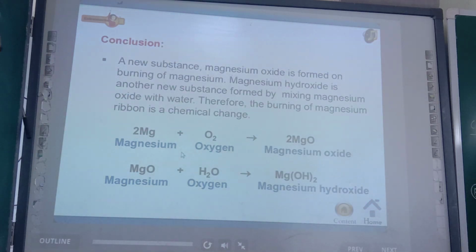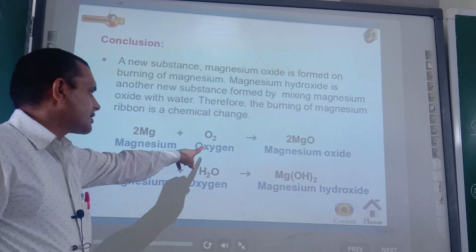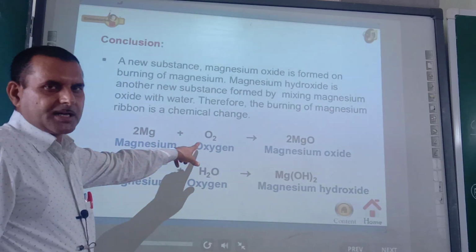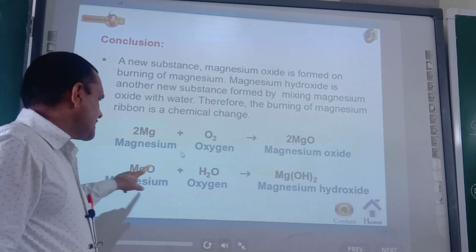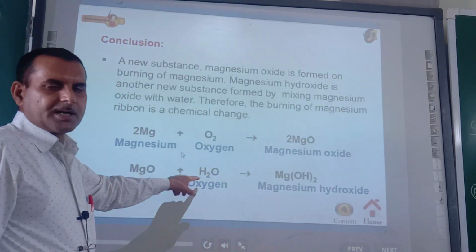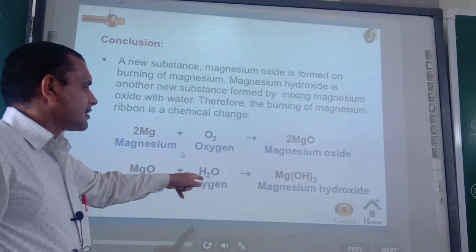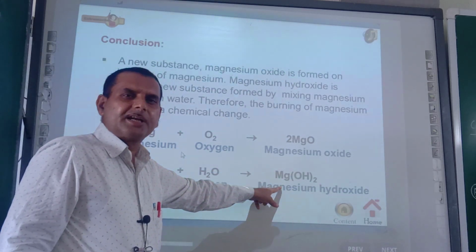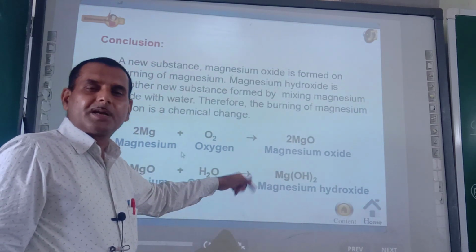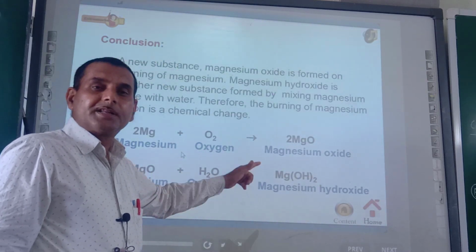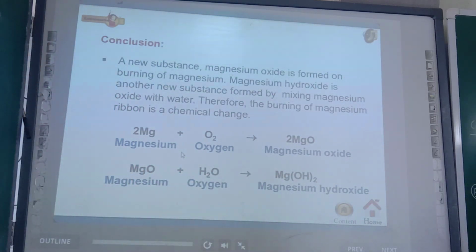Just see here, this is the magnesium ribbon. When it burns in the presence of oxygen in air, it forms white ash of magnesium oxide. When this magnesium oxide reacts with water, some amount of water you are adding, it forms magnesium hydroxide. It is basic in nature. When you dip the red litmus paper, it turns blue, indicating that it is basic in nature, and it is an example of chemical change and chemical reactions, because a new substance with new properties is formed.